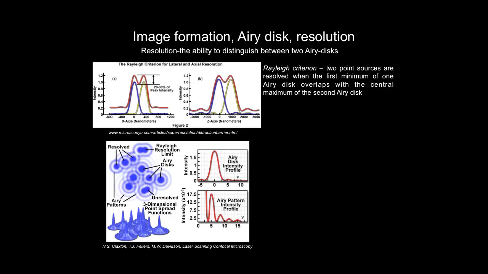So if the distance defined in this way is larger, if the Airy disks are farther apart, then the point-like sources are distinguished, their images are distinguished. If they are closer, these patterns overlap, and we can't resolve these two points. So, is this clear? Yes.